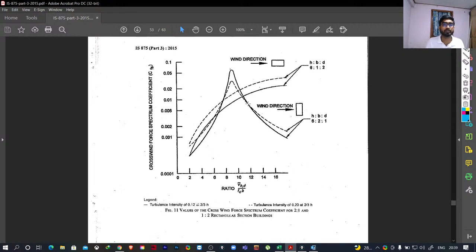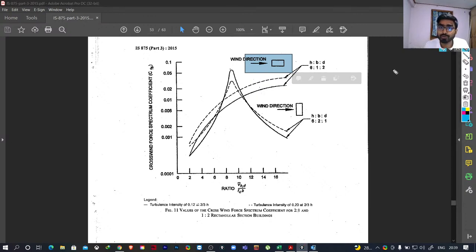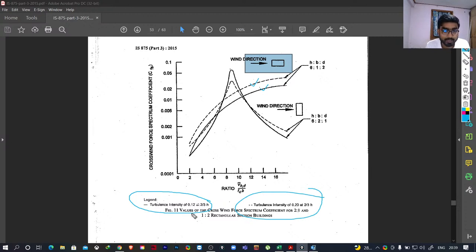Don't get confused about the across wind and along wind, okay? So in our case, this is the thing, for across wind, or x direction force, okay? Now for this we have these two graphs. Which one should we consider, the dotted one or the solid one? For this you have this criterion: turbulence intensity of 0.1 and turbulence intensity of 0.2.